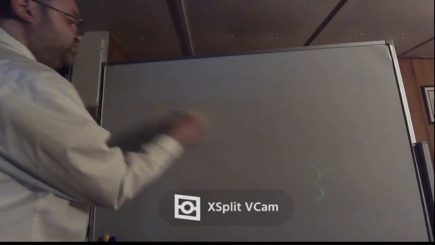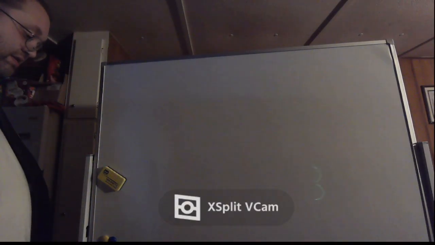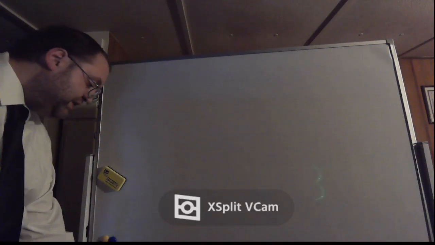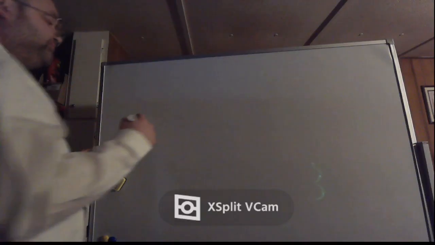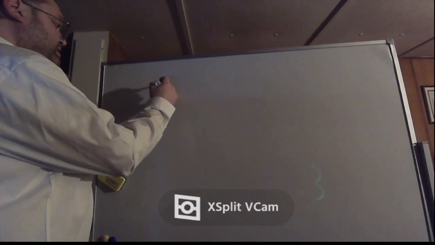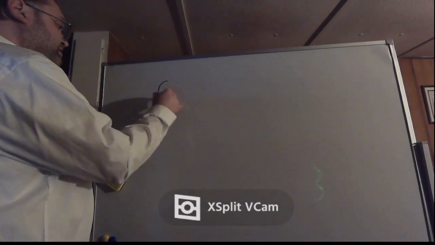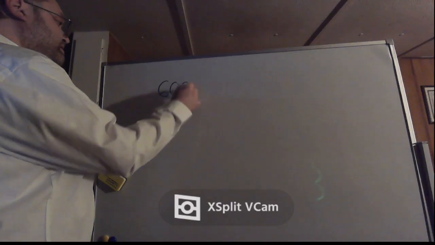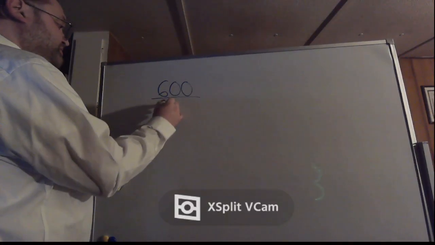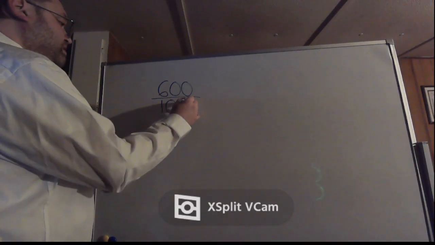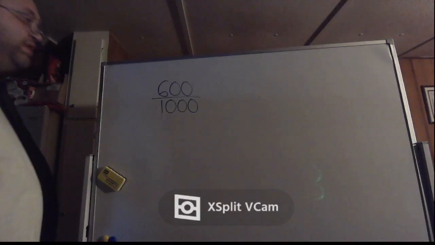So if you're ever unsure, cross multiplying is a good way to check. Let's see. Let's reduce one more fraction to simplest form. What about 600 over 1,000?